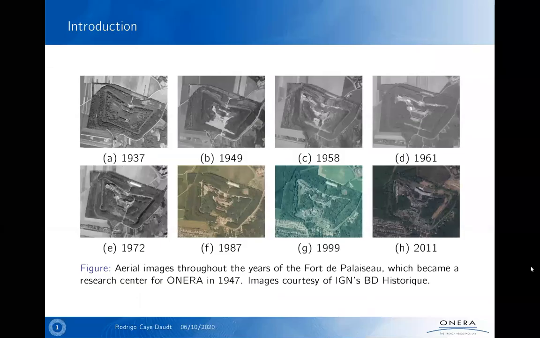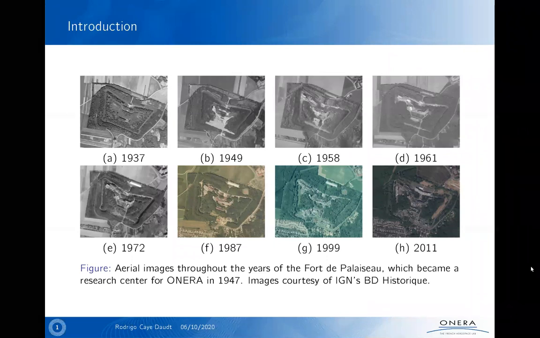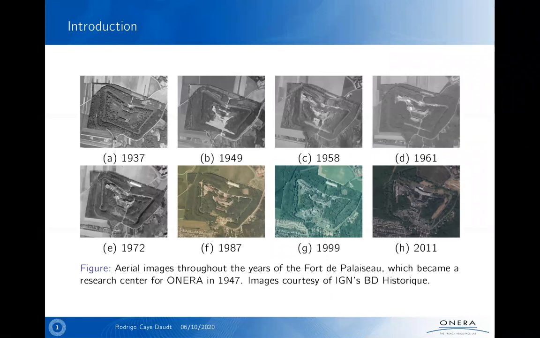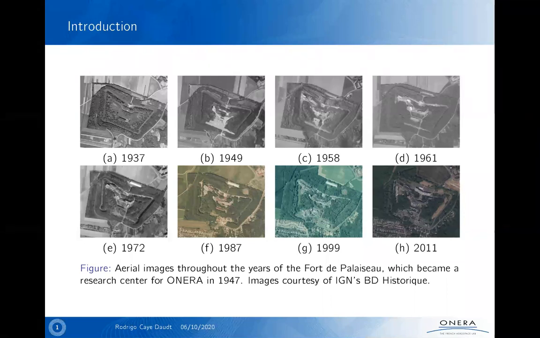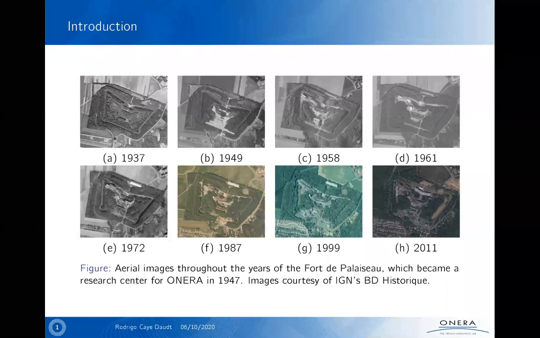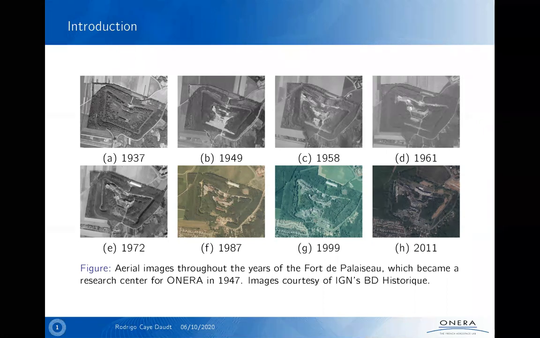For those of you who are here present with me today, you're probably going to recognize these images. This is where we are right now. This is the Fort de Palaiseau, which used to be a fort, and now it's the research center of ONER. You can see the development of this terrain throughout the years since 1937, and there's a lot of information that we can extract from these images by looking at how things evolved in this region.